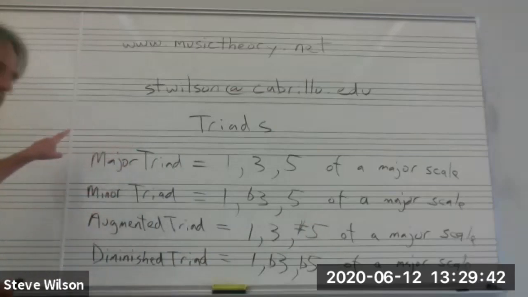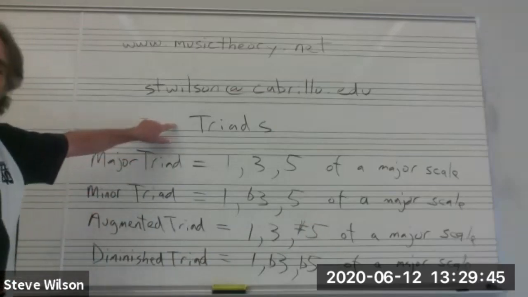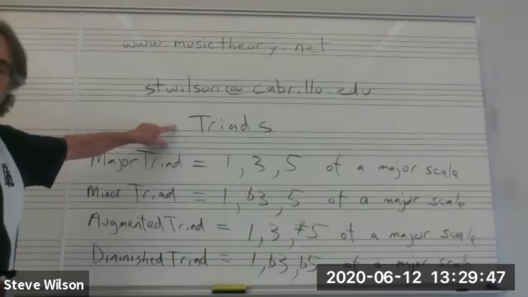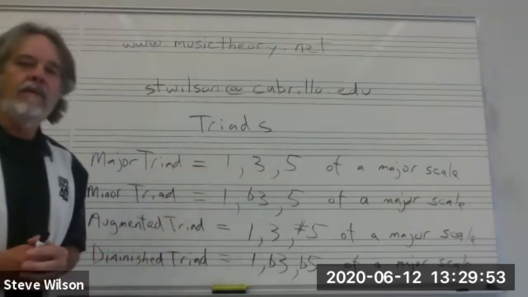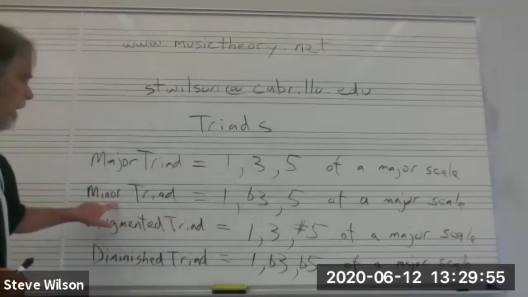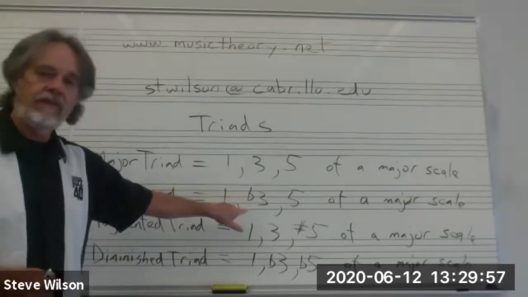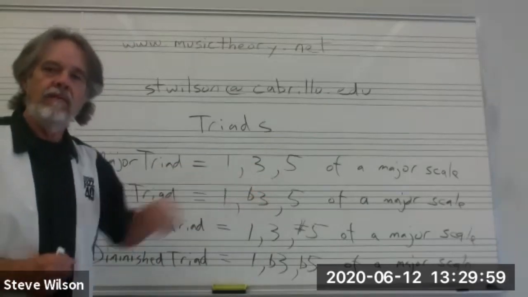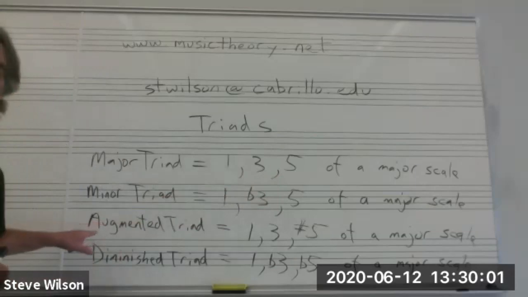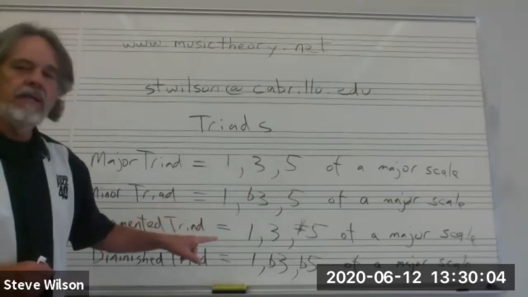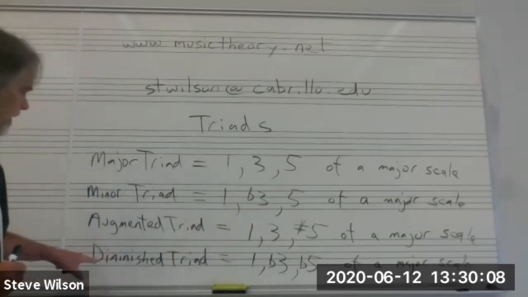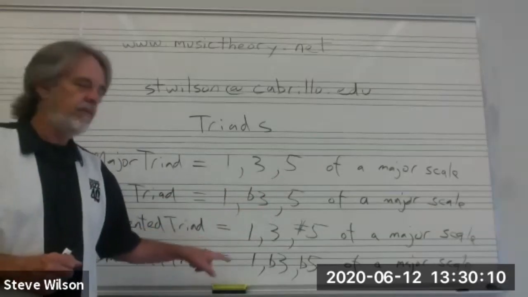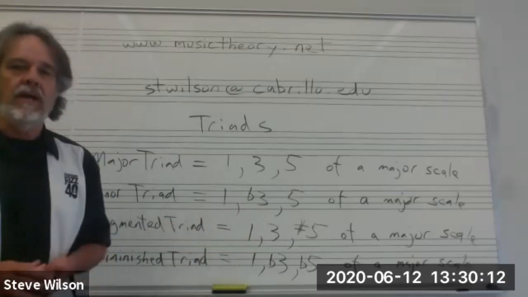Okay, so to review this, a triad is a 3-note chord. There are 4 different types of triads. The major triad is 1, 3, 5 of a major scale. The minor triad is 1, flat 3, 5 of a major scale. The augmented triad is 1, 3, sharp 5 of a major scale. And the diminished triad is 1, flat 3, flat 5 of a major scale.